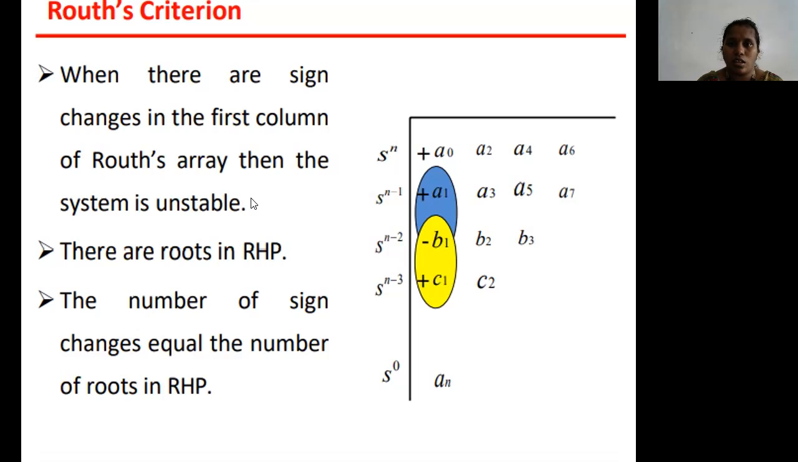And coming to the unstable condition, if there exists any sign change in the first column values of the Routh array, then the system is said to be unstable. That means if any root exists on the right hand side of the S-plane, the system is unstable. And the number of sign changes is equal to the number of roots located on the right hand side of the S-plane. Okay, it is clear. So this is about the Routh stability criteria. Thank you.